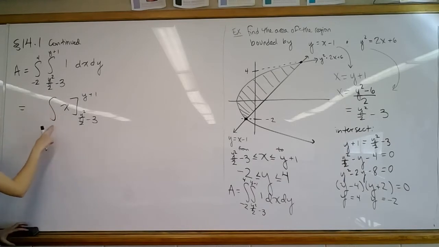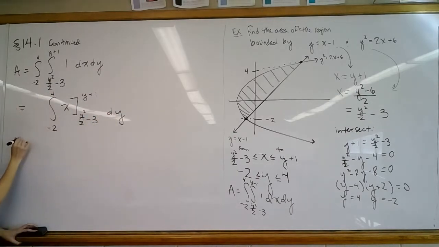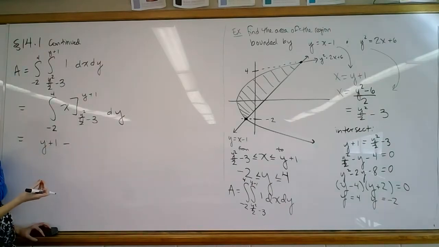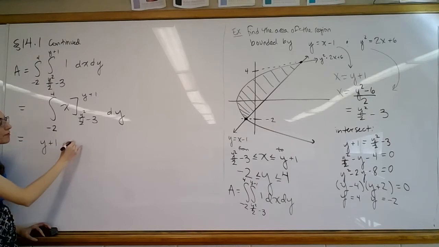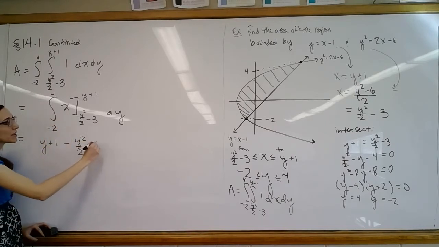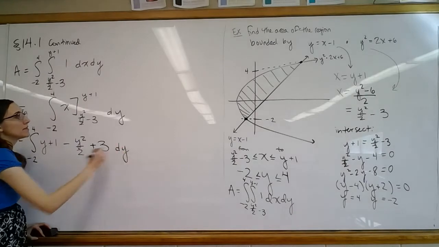Once we plug those in, that's still inside the integral from negative 2 to 4, where that's going to be dy. So top curve first, we're going to have y plus 1, and then we're going to subtract, plugging in the bottom curve. And notice we're just plugging them into x, so it just is the function itself. So we'll have minus y squared over 2, and then minus the negative 3 gives me a plus 3. And that's going to go from negative 2 to 4 dy.